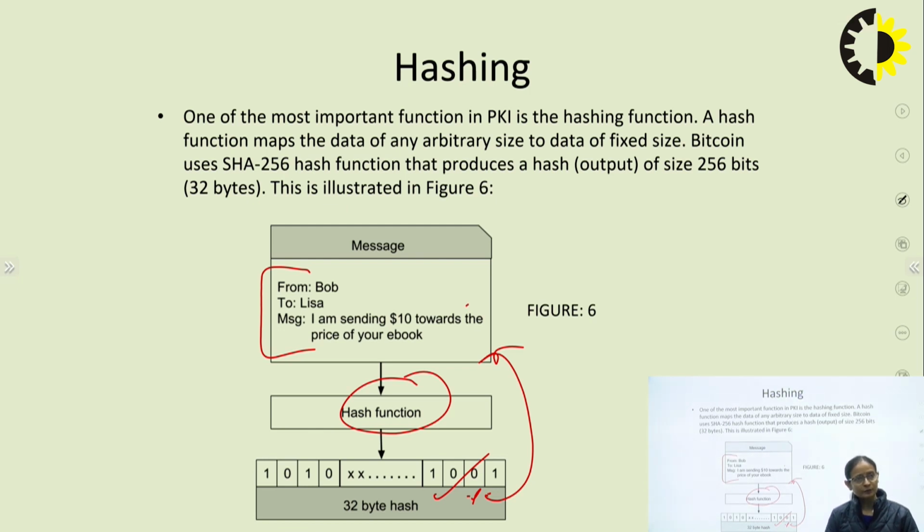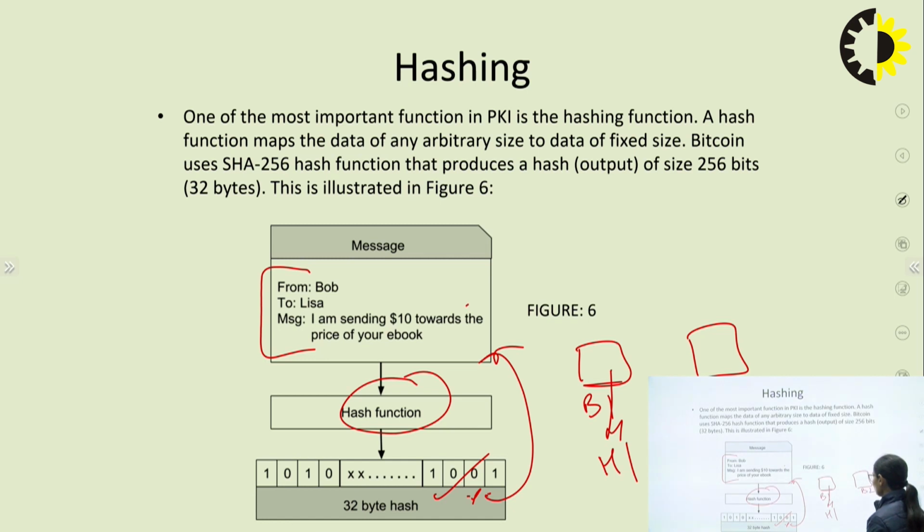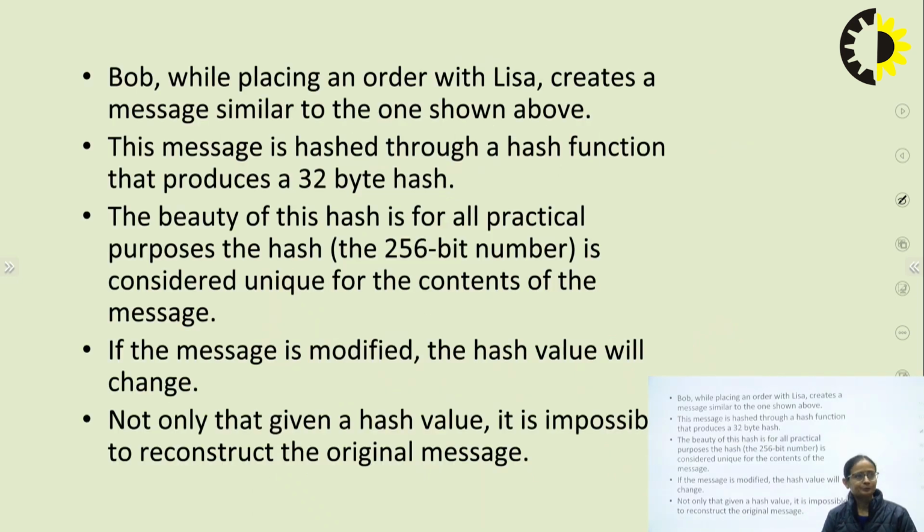So what is happening when you are creating the block? For example, this is my block 1 and this is my block 2. How do you maintain the chain? You generate a hash value for this block and you store this hash value in block 2. This is how the chaining is done in the case of blockchain.